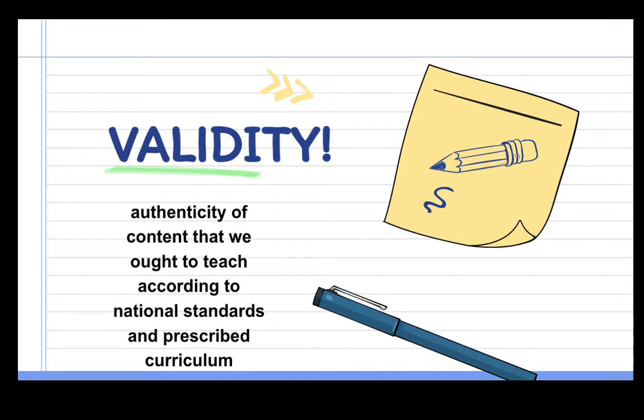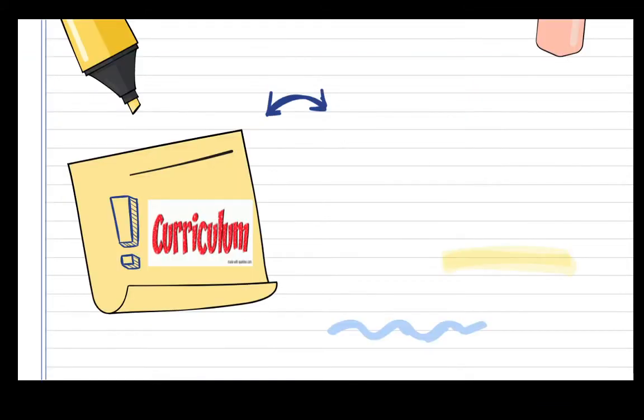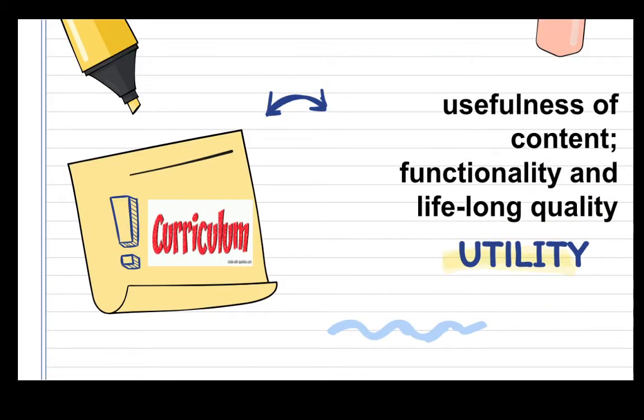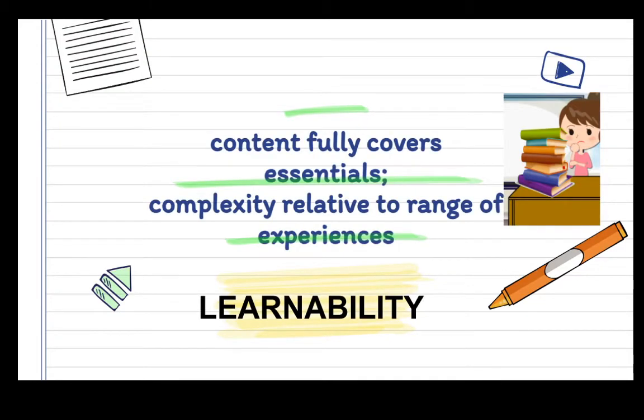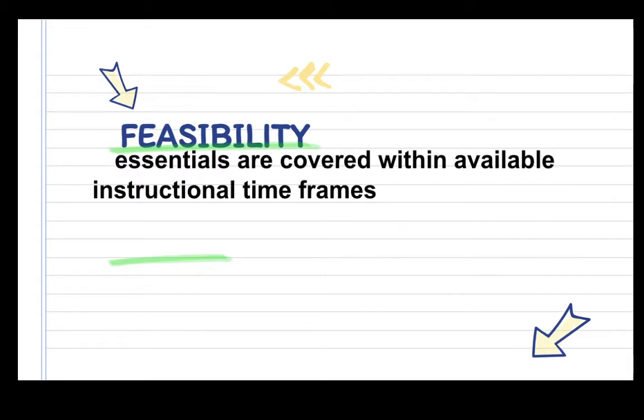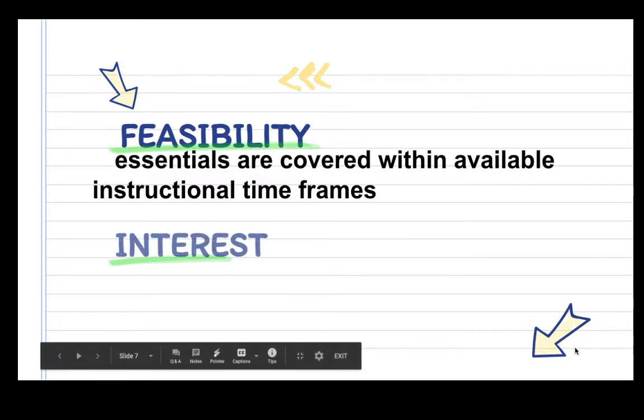Validity. Authenticity of content that we ought to teach according to national standards and prescribed curriculum. Utility. This is the usefulness of content, functionality, and lifelong quality. Learnability. Content fully covers essentials, complexity relative to range of experiences. Feasibility. Essentials are covered within available instructional timeframes.